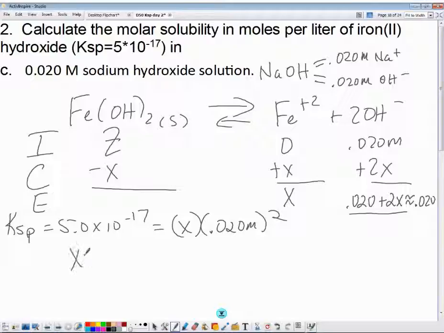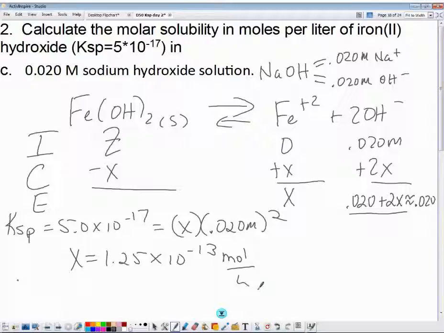Okay, X comes out to be 1.25 times 10 to the minus 13. And you know what? I did that without a calculator. Okay, practice, practice, practice on that.